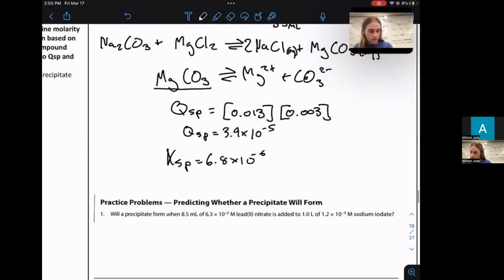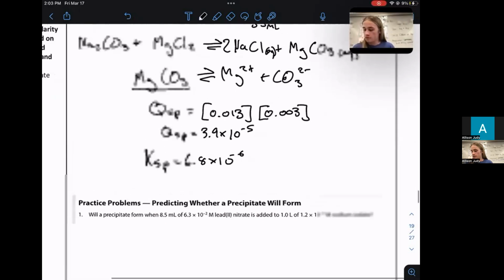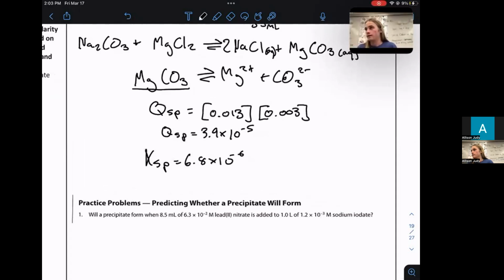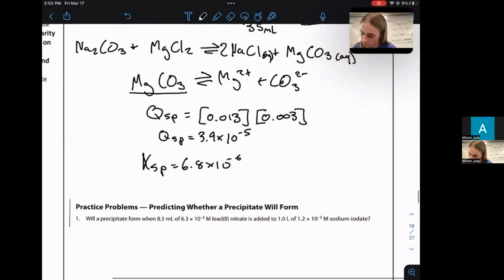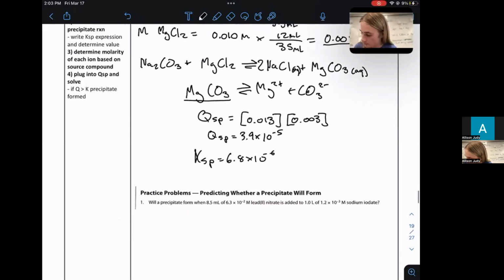Okay, so our QSP value is bigger than our KSP value. That means we have more ions in solution than we would have at equilibrium, which basically means that those ions aren't in solution. They're forming a precipitate. So you will see magnesium carbonate precipitate here.